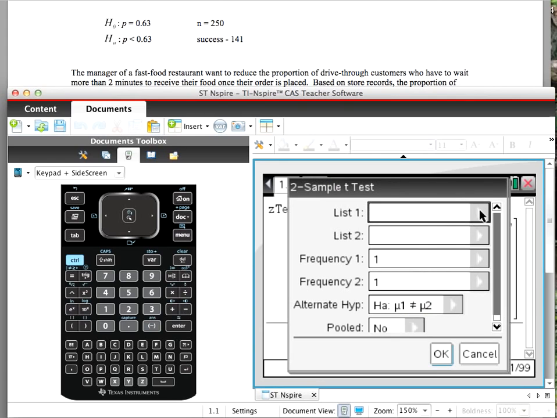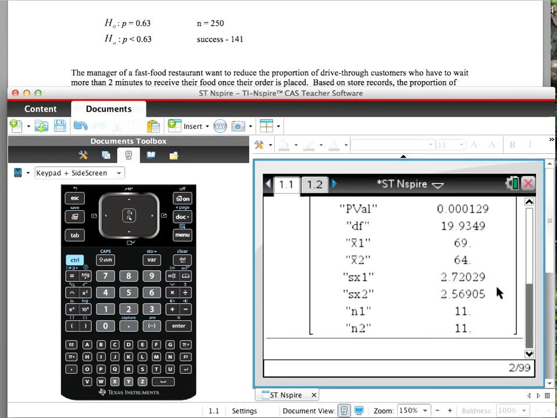It says, what's my first list? Husbands. What's my second list? Wives. All right, we want to leave the frequencies alone. What is my alternate? Well, my alternate is that my husbands are taller than my wives. So I go in here and it says mean 1 is taller than mean 2. Well, since list 1 is my husbands', my mean 1 will be my husbands'. So I click on that, I never pool it, and I click OK.